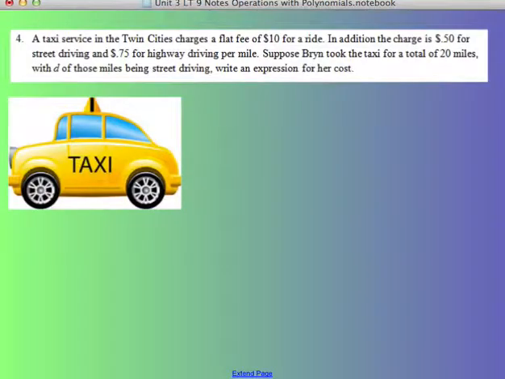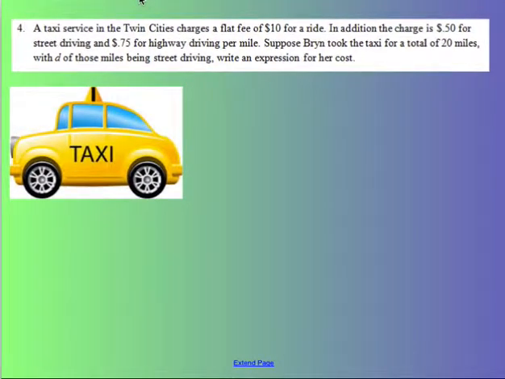All right, let's take a look at number 4. A taxi service charges a flat fee of $10 for a ride.